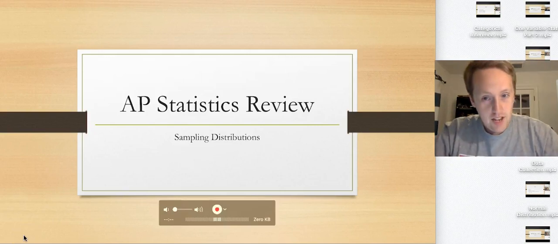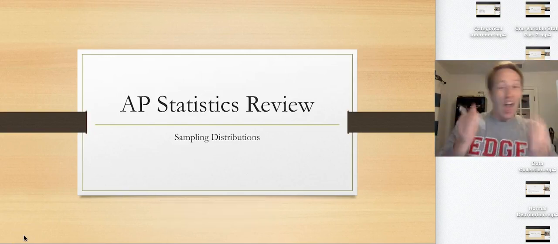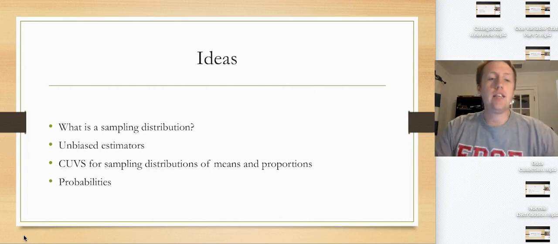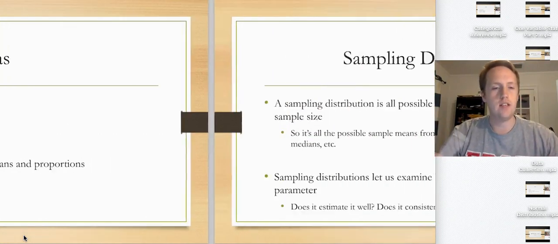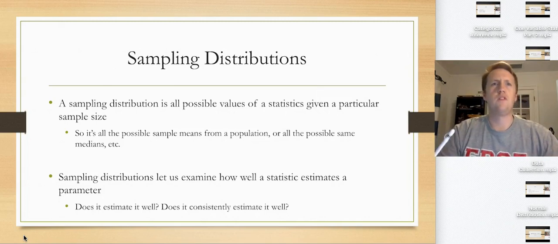Your favorite topic and mine, sampling distributions. All right, ideas. What is a sampling distribution? What's an unbiased estimator? Talking about center, unusual features, variability, and shape for sampling distribution of means and proportions. Those are the ones we're going to work with. And doing probabilities, which is barely even a slide, even though it's the most important thing in here.